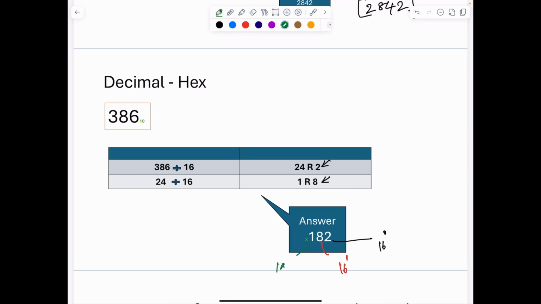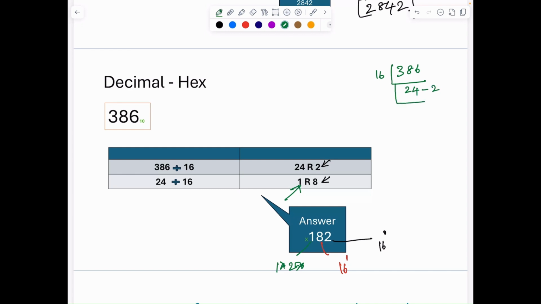Okay, so let me explain how you are getting this number, right? It's the same thing. You have 16 power 0, right? That's the remainder 2 here. And then basically you have 8 16s are there, right? In this case, 8 16s are there, right?